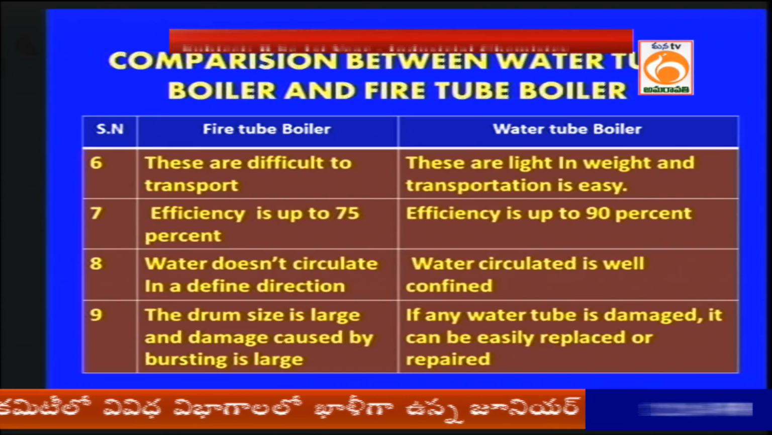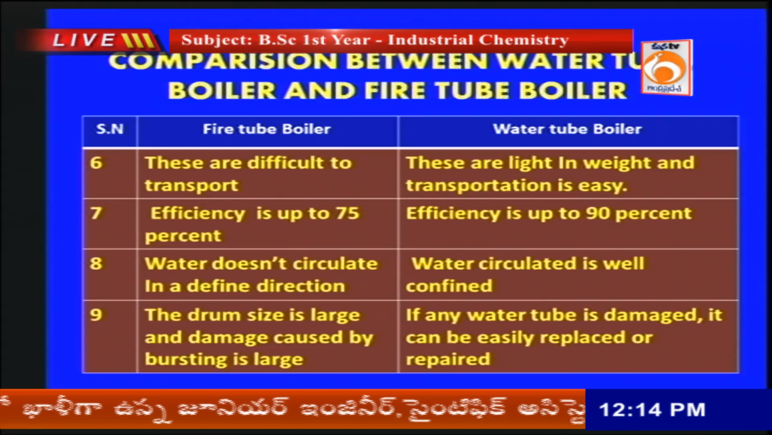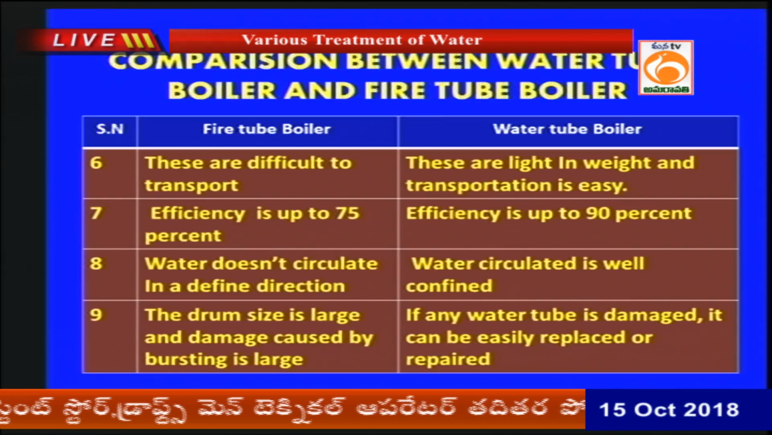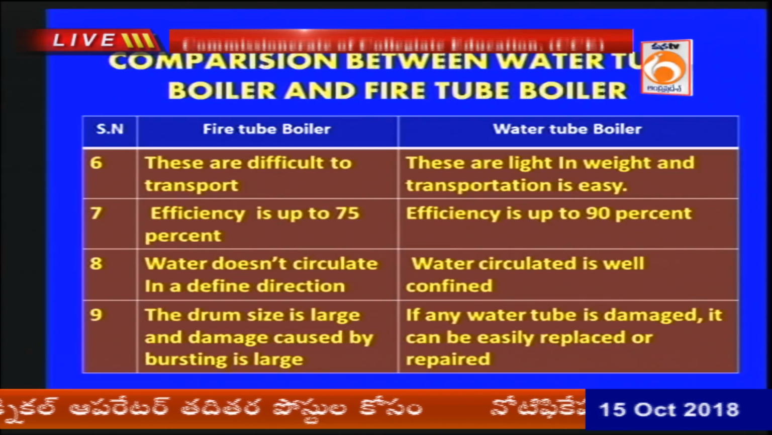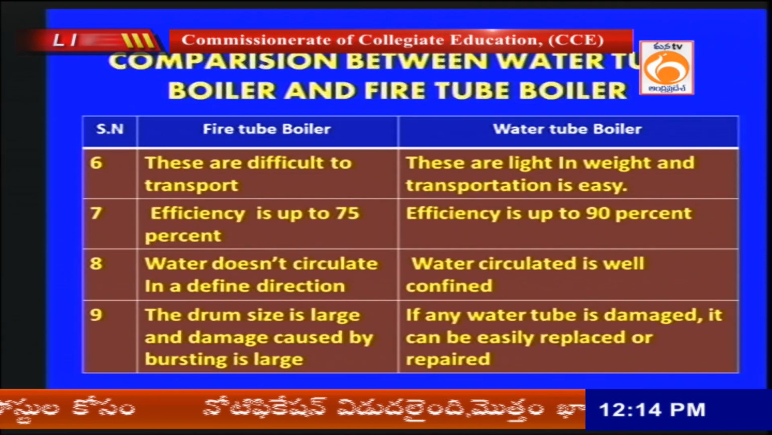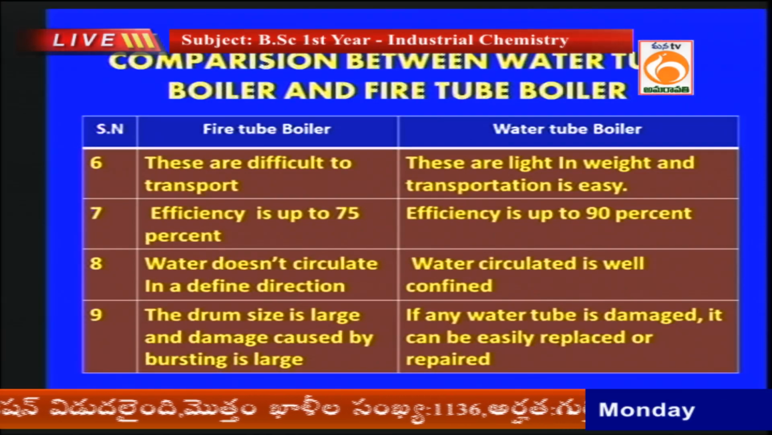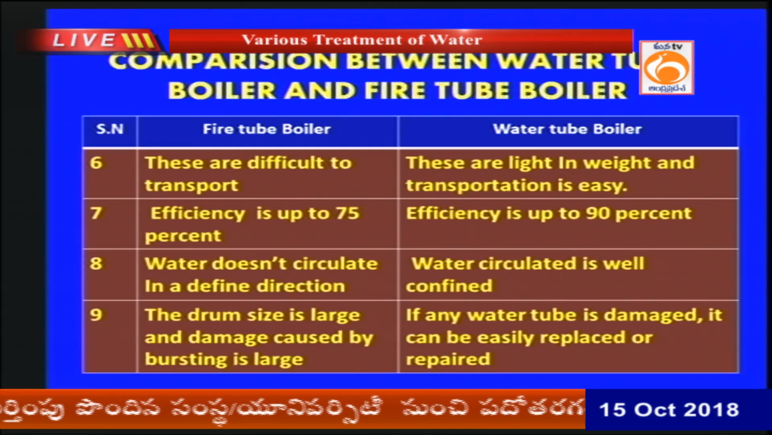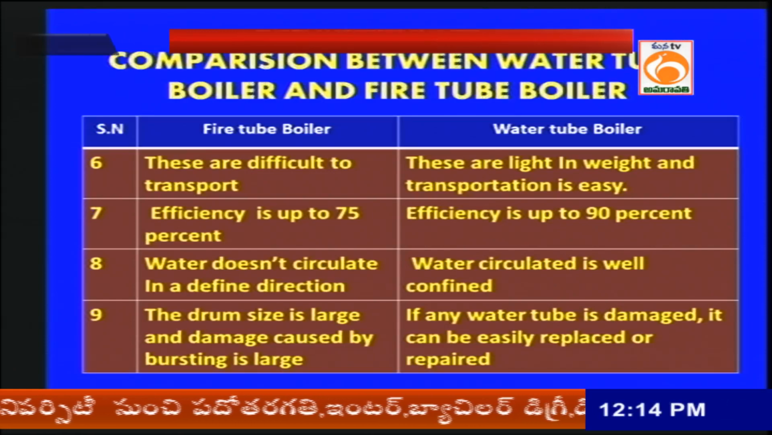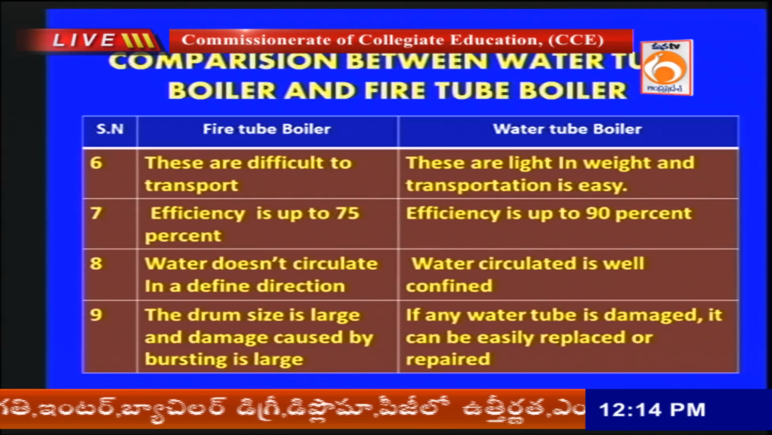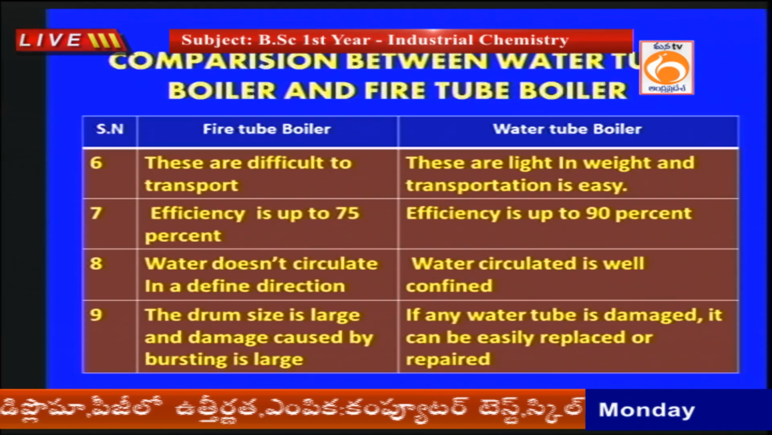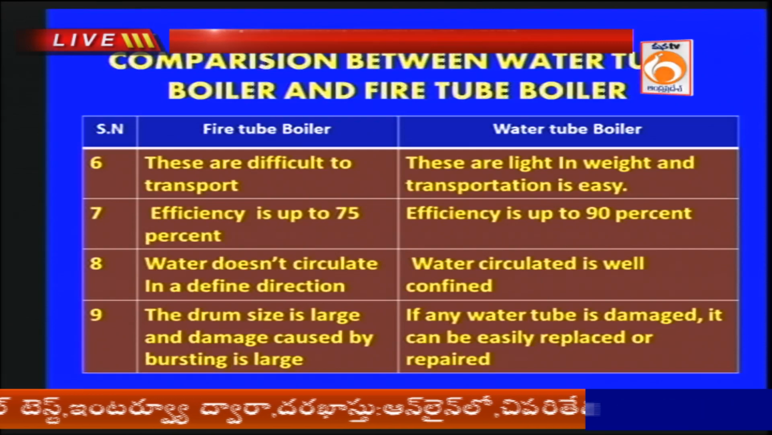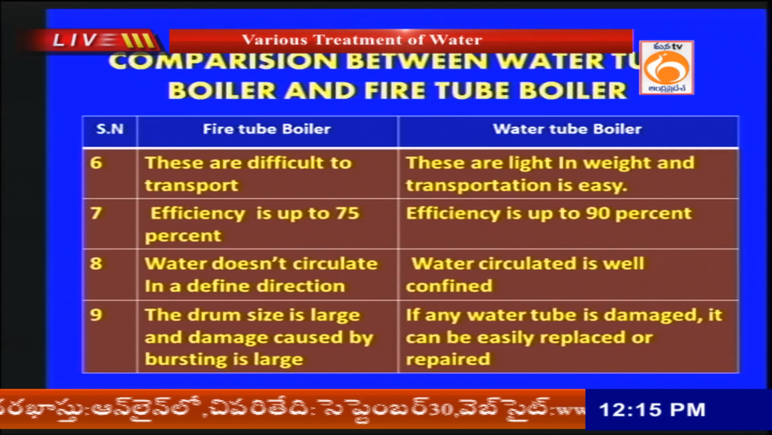In a fire tube boiler, water does not circulate in definite directions, whereas in a water tube boiler water circulates in definite directions. And the drum used in the fire tube boiler is large and damages may occur, whereas if any damage occurs in the water tube boiler, it can be easily replaced and easily repaired. So these are the differences between the fire tube and water tube boilers.